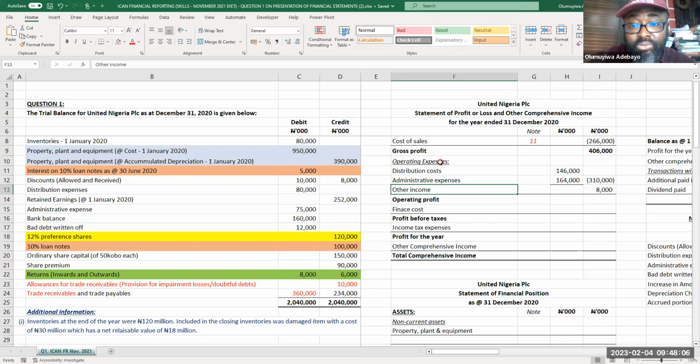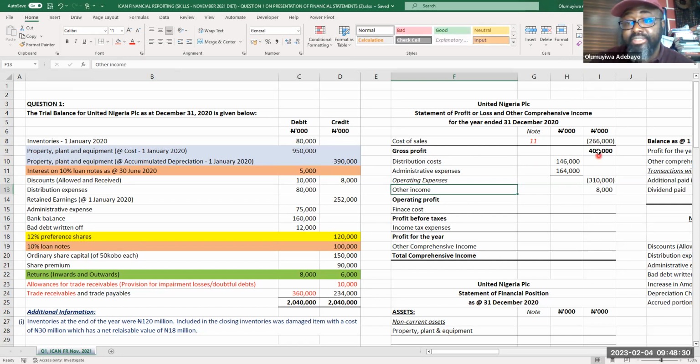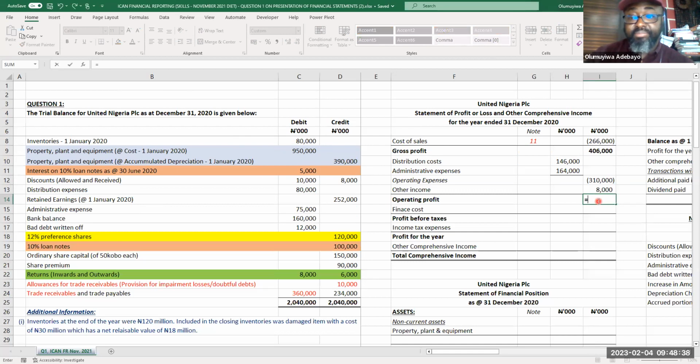Okay, therefore, let me do something. And I can put this here. Operating expenses. Okay. Now my operating expense is 310,406 and 8. Therefore, what can I do? I sum everything together. I have 104. Therefore, finance costs.